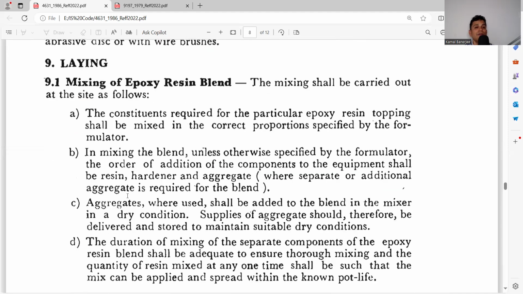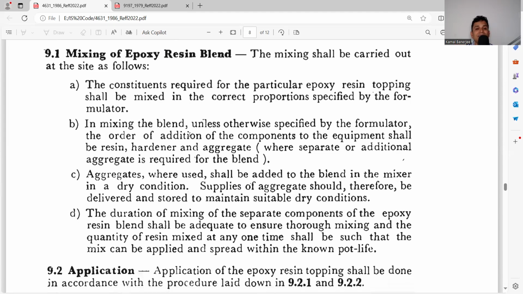Now laying. The first thing we need to do is the mixing. The constituents required for the particular epoxy resin topping shall be mixed in the correct proportion specified by the formulator. That means who is preparing this design and what is the requirement of the design and what is the ratio, that we need to know, and according to that ratio we need to mix the resin, hardener, accelerator, whatever as per this. In mixing the blend, unless otherwise specified by the formulator, the order of addition of the components shall be resin, hardener, and aggregate. So whatever is mentioned, that we need to follow.